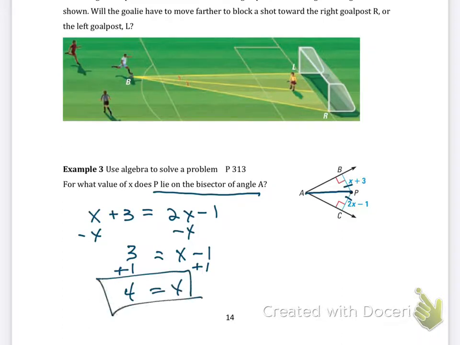So the value should be 4, but let's just check our work. If x is 4, this is 7, and this is 7. Bingo. So that works. Okay, and that completes the notes and the example for 5-3.